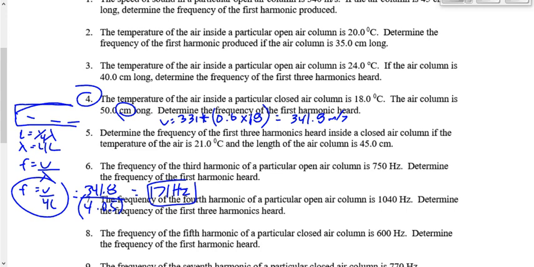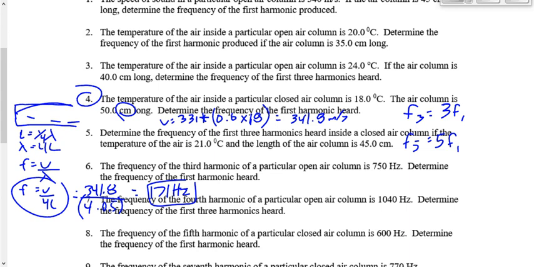We're not looking for the next one, but if we were, we would simply take F3, which is 3 times the value of F1, and then we could say F5 is equal to 5 times the value of F1. There would be no second or fourth harmonics because it's a closed air column. If it's open, second, third, fourth. If it's closed, third, fifth, seventh.